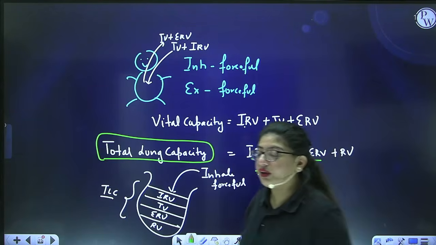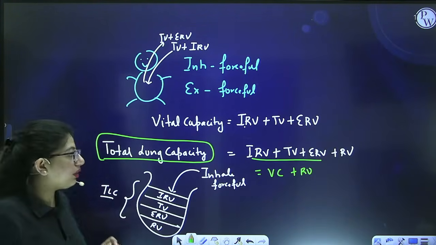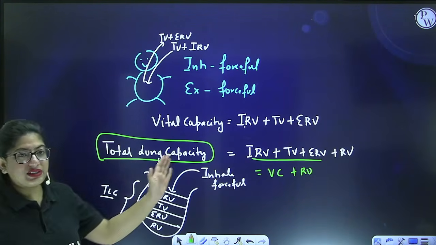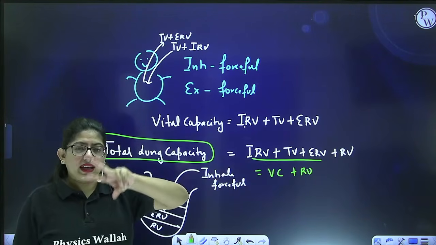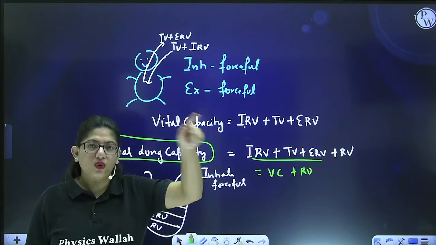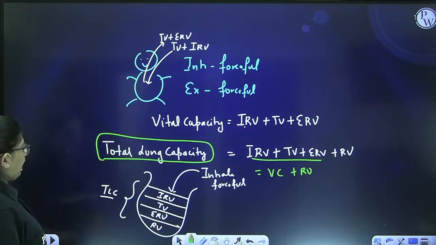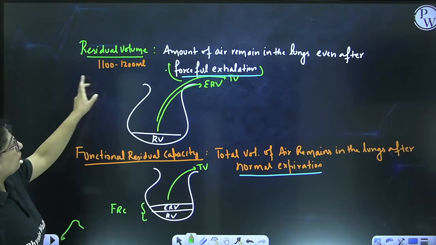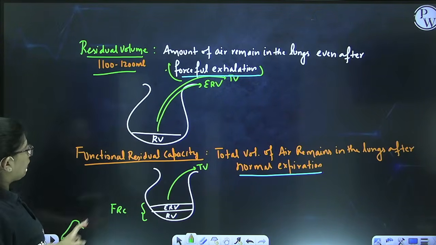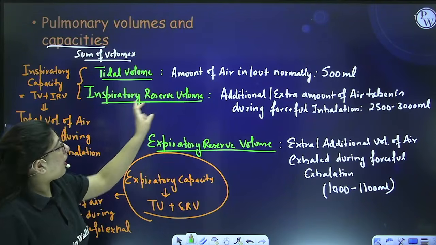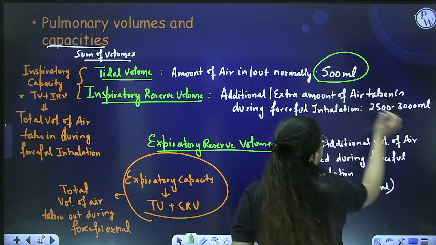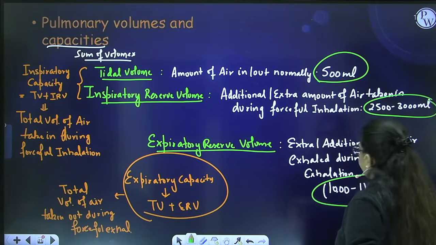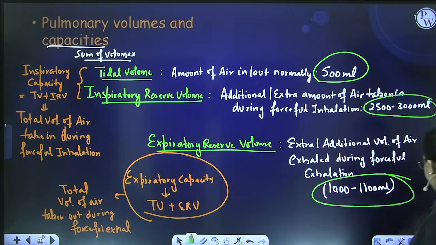So, you know what kind of questions can be asked? This is quite important. First, they can ask you about capacities and what they are made up of, like TLC is equal to this. Second, definition based questions. Third, quantity based, like I have already told you, residual volume is this much, ERV is this much, IRV is this much, and tidal volume is this much. So these volumes are also very important. Okay, so let's solve questions for more clarity, guys.